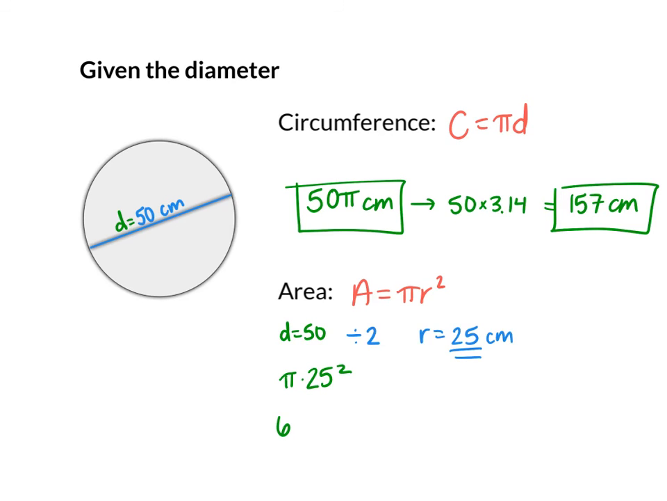25 squared is 625. So my in terms of pi area would be 625 pi. My rounded area would come from multiplying that 625 by 3.14. And I get a value of 1,962.5.